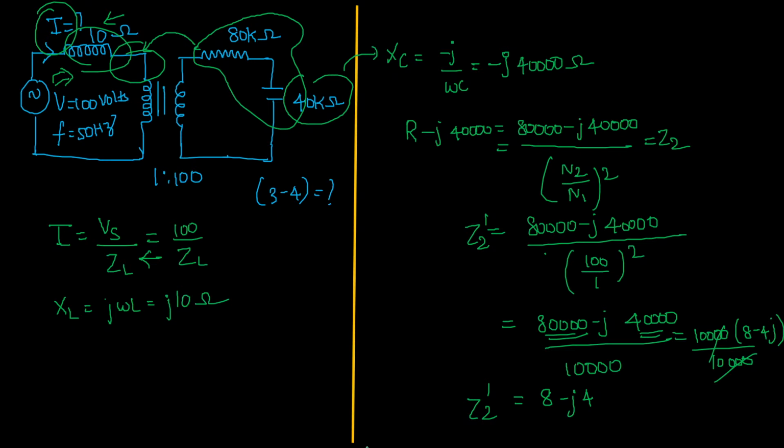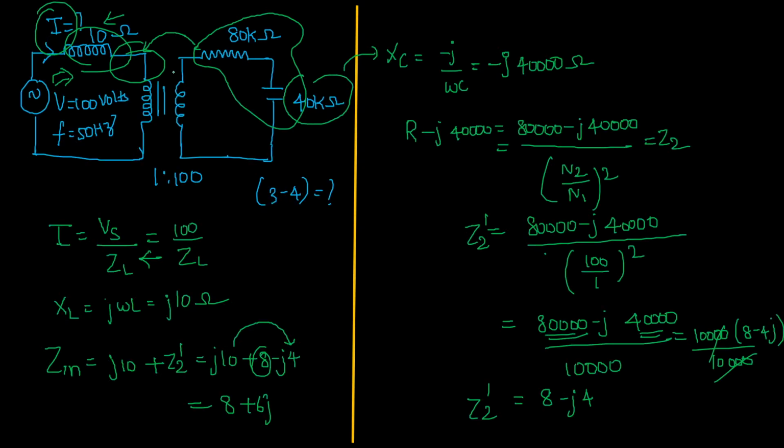So the total impedance now on the primary side, the total input impedance from the source that we are observing, is the primary impedance plus the secondary impedance transferred to the primary: J10 plus 8 minus J4. This can be further written as: real part is only 8, imaginary part J10 minus J4 becomes plus 6 times J. That is the total impedance.